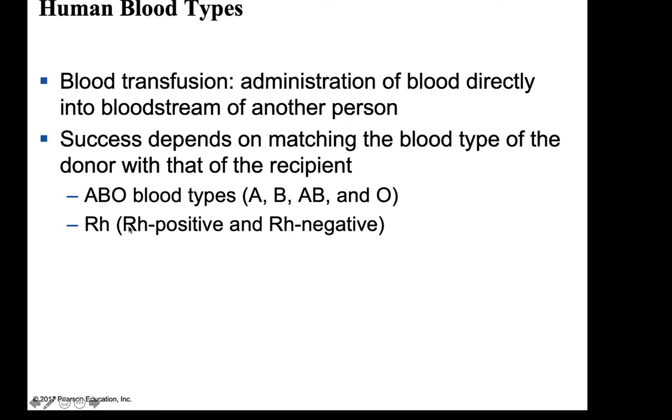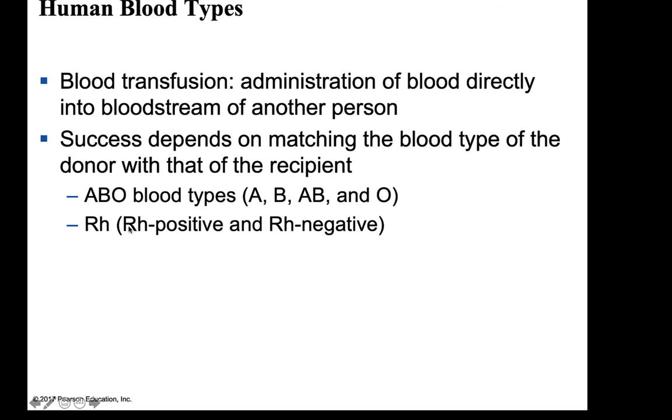Now, a very common medical procedure is a blood transfusion, and this is the administration of blood directly into the bloodstream of a recipient. Whether or not this transfusion will be successful is based on matching the blood type of the donor with that of the recipient. We use what's known as the ABO blood type. So this gives us the options of type A, type B, type AB, or type O.